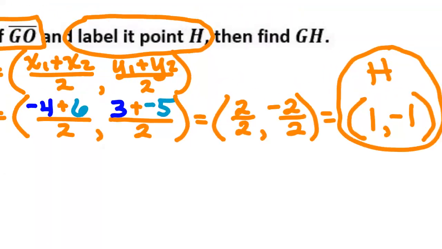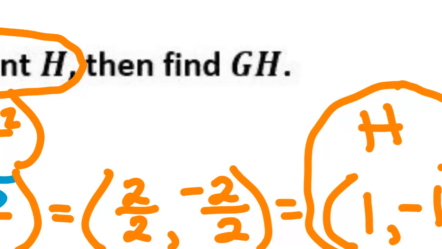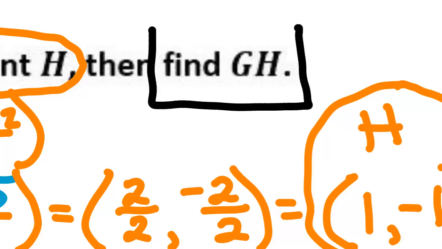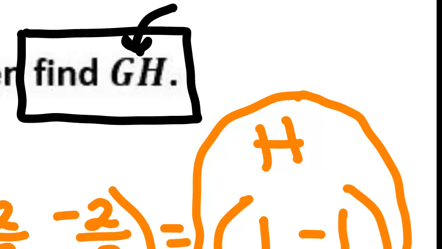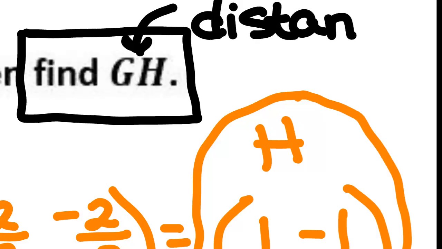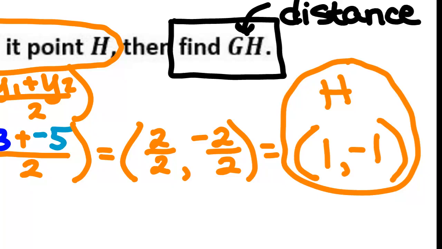And then there's one last piece to the directions. It says, then find GH. And there's nothing on top of GH. So what am I looking for? What am I finding? Distance, yes. This is the distance, sometimes also referred to as the length.